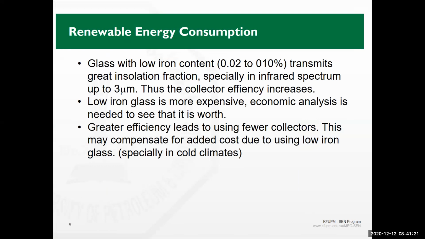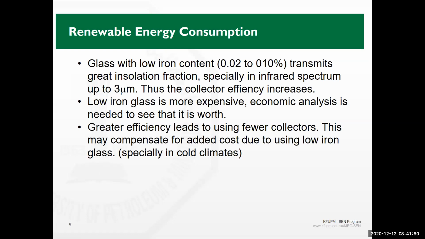Glass is the cover for the solar collector, and you'd be lucky to have, or you can invest in having, a low iron content glass so that it can transmit a great insolation fraction, especially in the infrared spectrum range, up to 3 micrometer. So the collector efficiency increases this way. Low iron glass is more expensive. However, you can use it based on economical analysis.